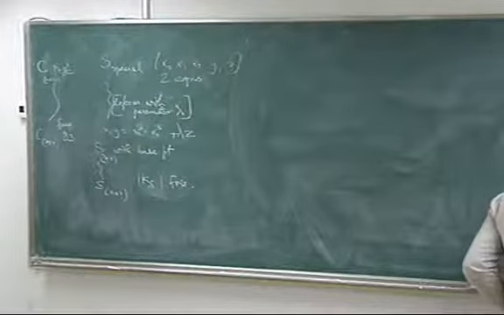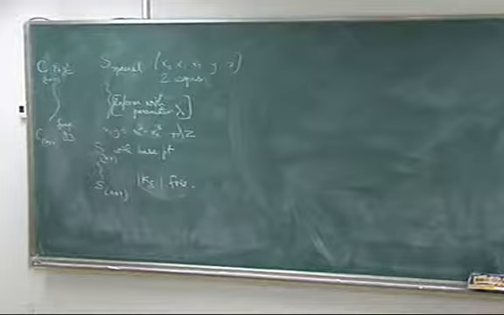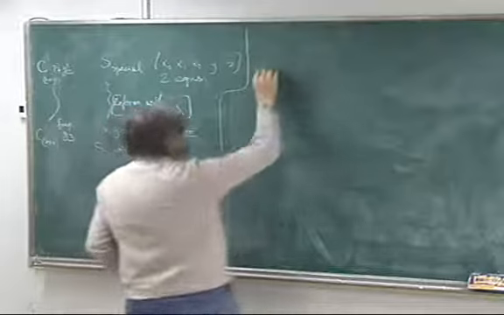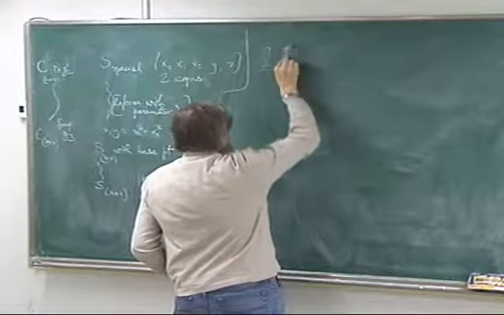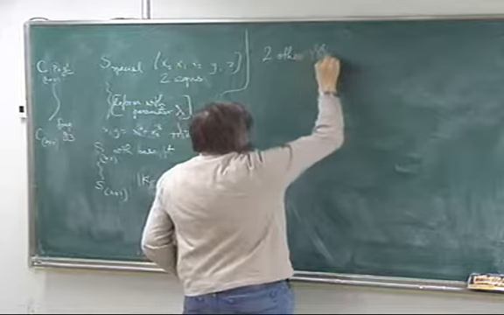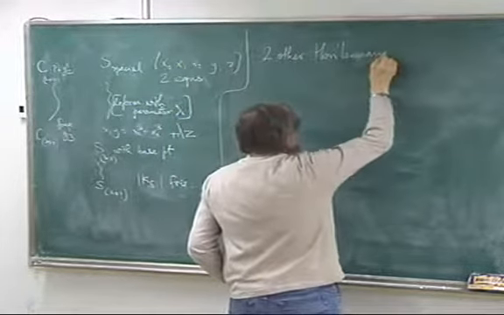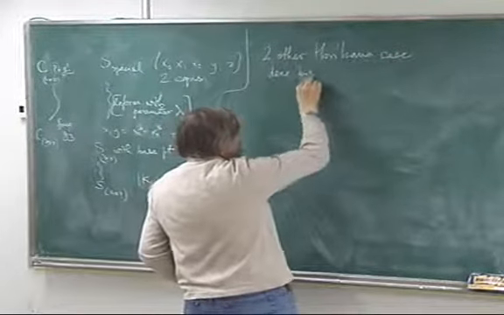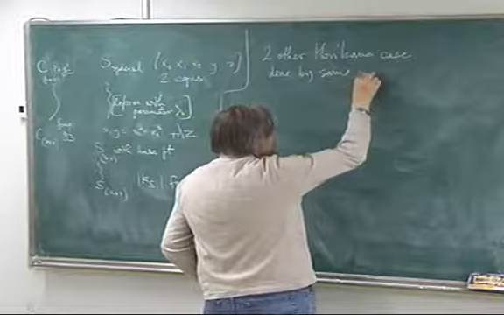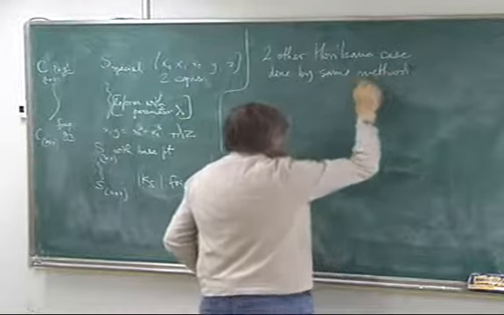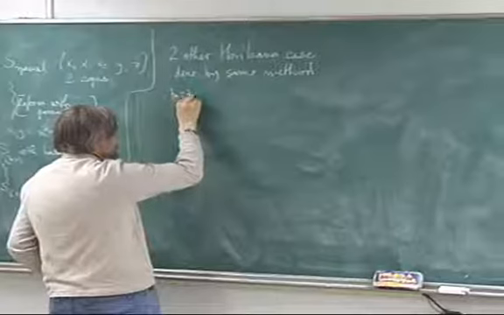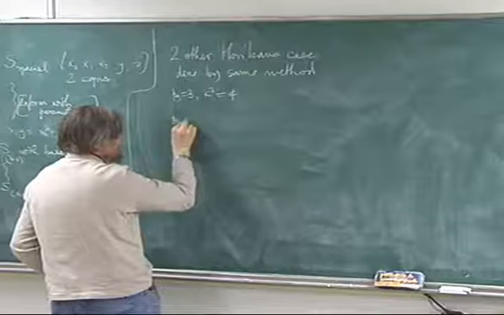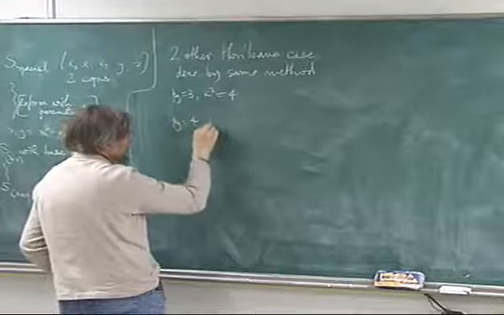So there are two other Horikawa cases, done by the same method. Now p_g equals 3, K squared equals 4, and p_g equals 4, K squared equals 5.